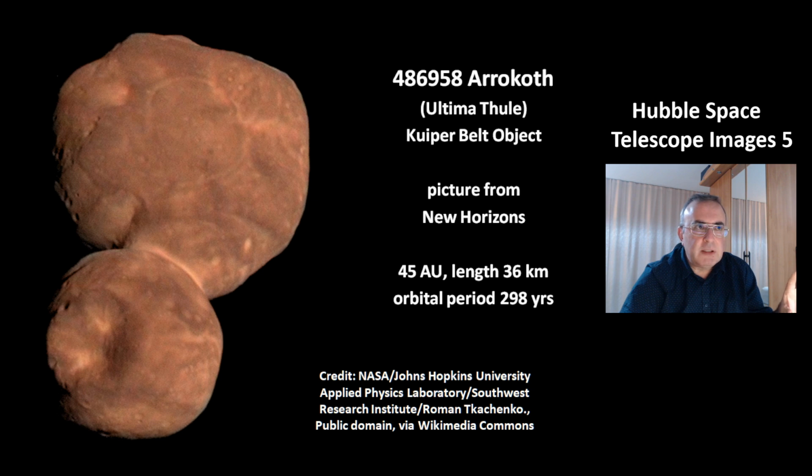A picture of the object formerly known as Ultima Thule. And this is how a planetesimal could look like. Today this name is 486958 Arrokoth. This is a picture from New Horizons. This object is at a distance of 45 AU from the Sun, so it's a Kuiper Belt object. Its length is 36 kilometers and its orbital period is 298 years.